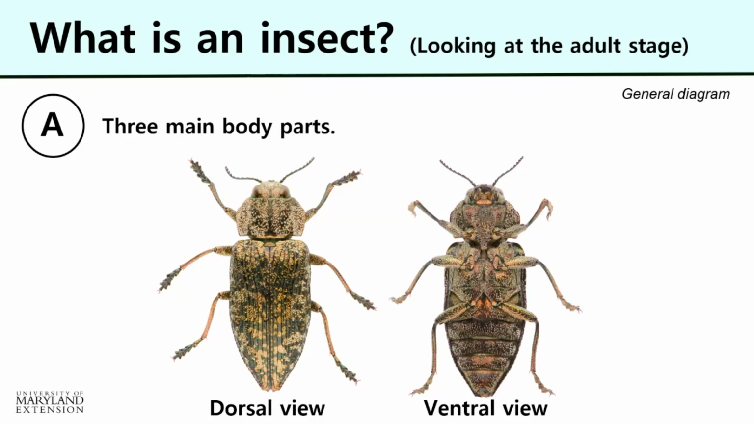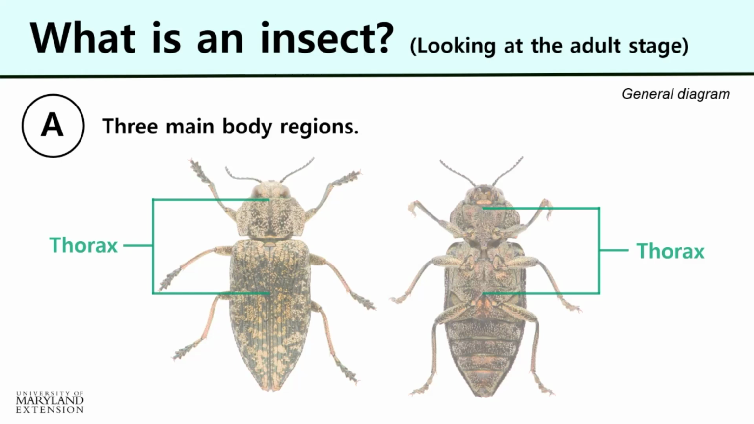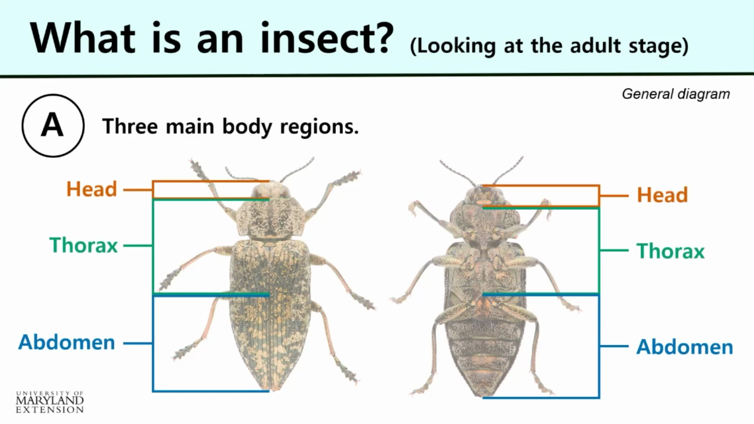And the first trait is insects have three main body parts. And we'll take a look at that here. The first is the head. Second body part is our thorax. And then the third is our abdomen. So putting that all together, we have our head, our thorax, and our abdomen.